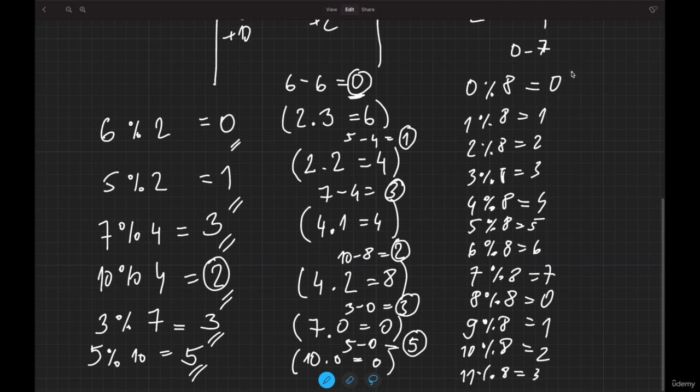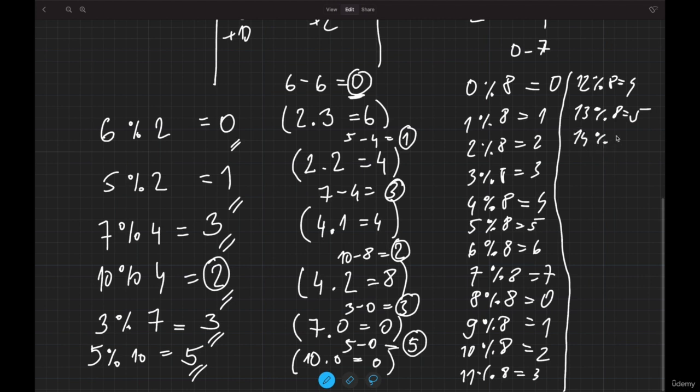Now I'll go 12 modulo 8 is 4, 13 modulo 8 is 5, 14 modulo 8 is 6, you get the point, right? 15 modulo 8 is 7. 16 modulo 8, I can fit 8 exactly 2 times into 16, and the remainder after that is 0. And I'm going again. 17 modulo 8 is 1, and so on. I will be cycling like this from 0 to 7 infinitely.